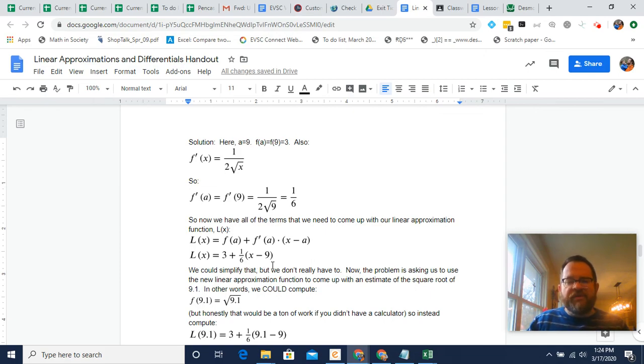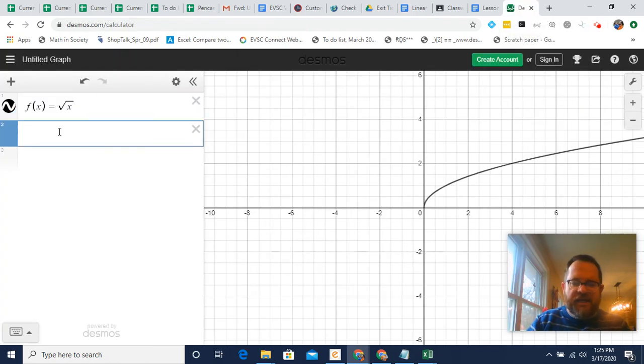With a little bit of rearranging here, we could simplify this function. We don't really need to, though. I mean, it's fine just like that. Let's go over here and plot that thing. We'll call that L of x is equal to, it was 3 plus 1 over 6 times the quantity x minus 9.